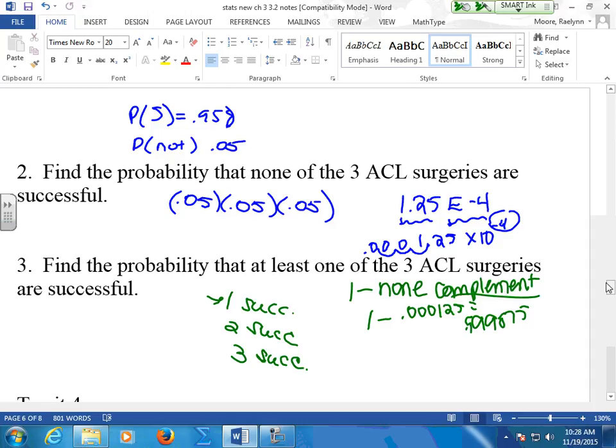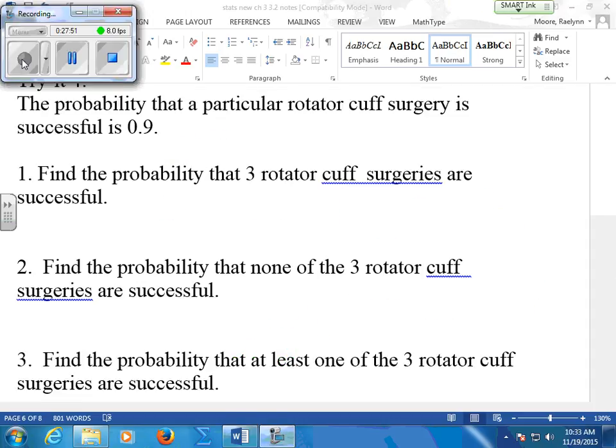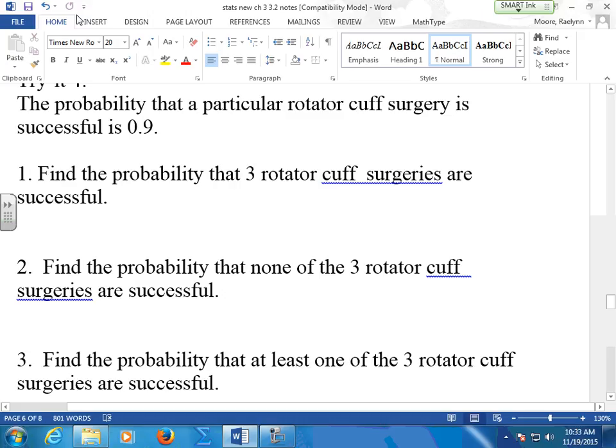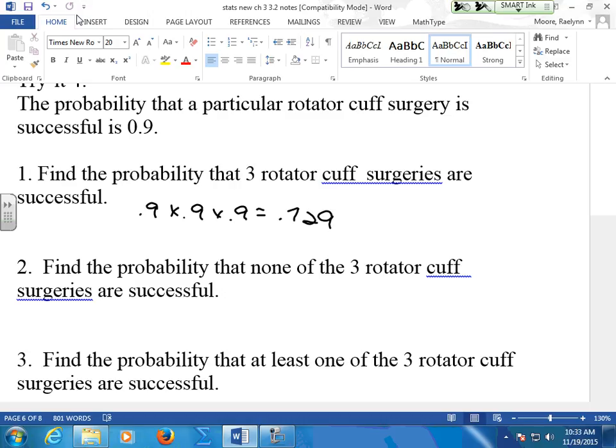Now, if you remember doing these in Algebra 2, the probability that 3 rotator surgeries are successful. So, Will, how'd you solve this one? 0.9 times 0.9 times 0.9. Okay, and what'd you get? 0.729. Okay, I just didn't hear you. So you have about a 73% probability that all 3 will be successful.